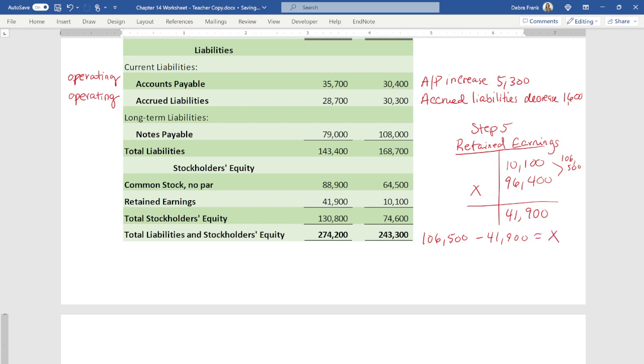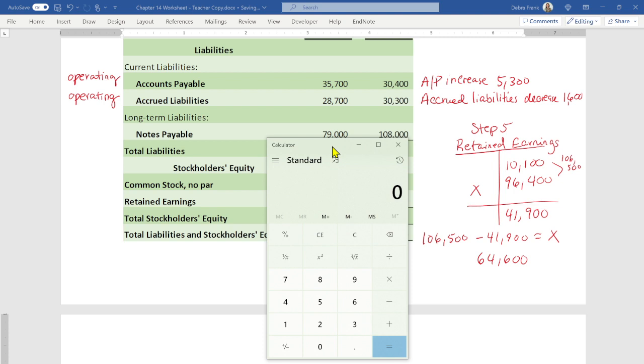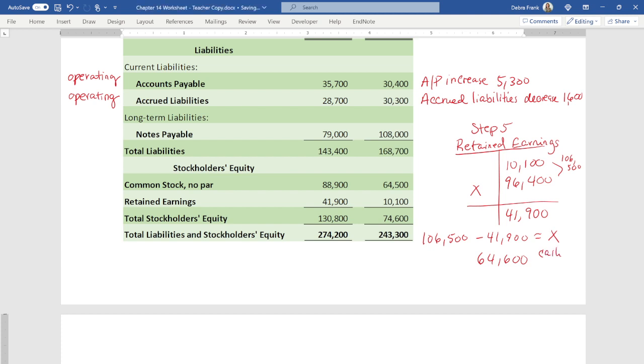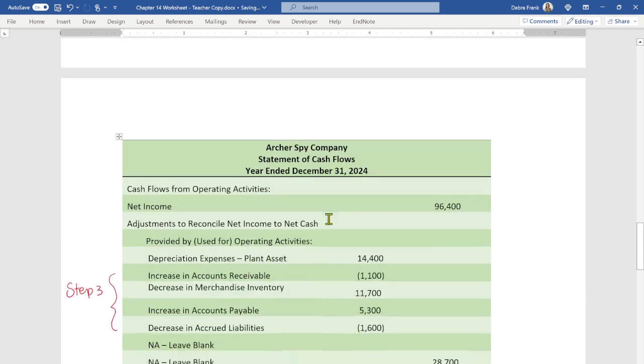So that was my X. We can do that and see that it is 64,600. Let's double check my math. There you go. So this was my dividends that were actually paid out, my cash dividends paid out. So that would be a decrease. Let's write cash dividends so we don't forget. All right, let's record that as our step 5.